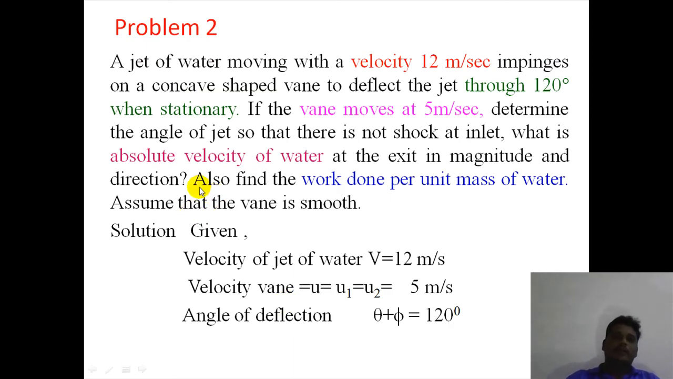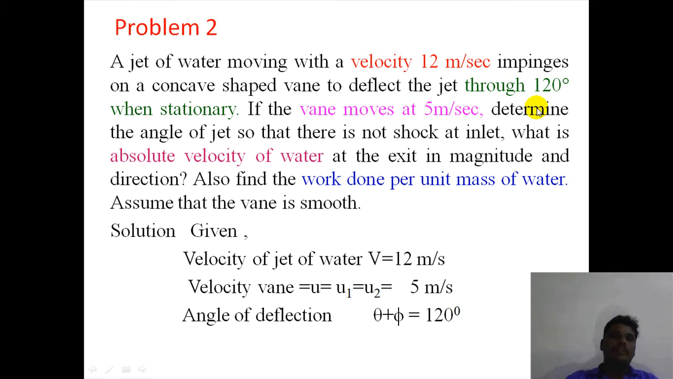Problem on tip. A jet of water moving with a velocity of 12 meters per second impinges on a concave shaped vane to deflect the jet through 120 degrees when stationary. The vane moves at 5 meters per second. Determine the angle of jet so that there is no shock at inlet.